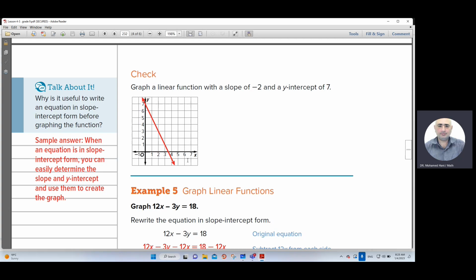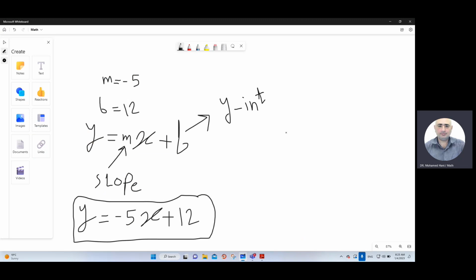Why do we go right 1 unit? When you see slope equal -2, it means -2 over 1. -2 for the rise, and 1 means the run.